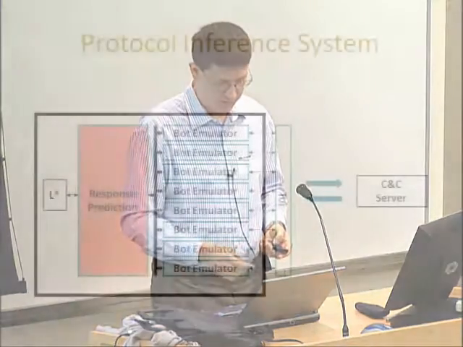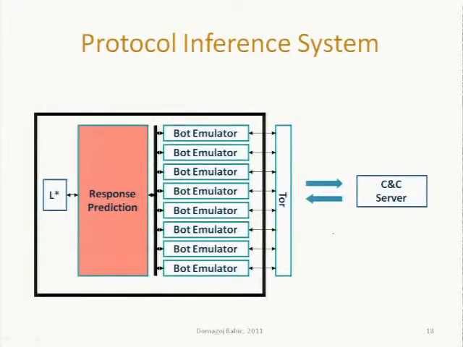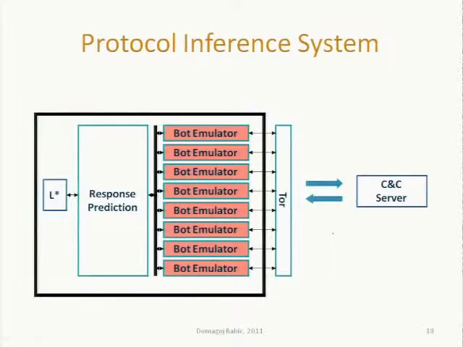So we use L-star and then send queries. We use response prediction to try to avoid sending them to the network. We use a whole bunch of bot emulators in parallel, about, I think, 8 of them. And these are just scripts that we wrote to pretend to be bots. So in that sense, this experiment was safe. We were careful not to spread the infection.